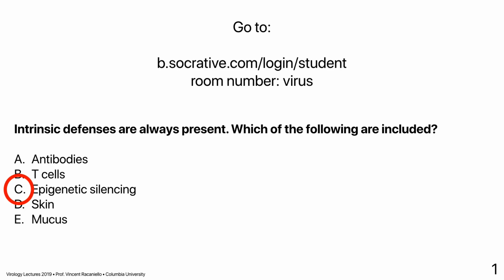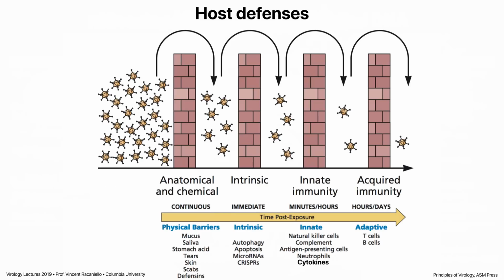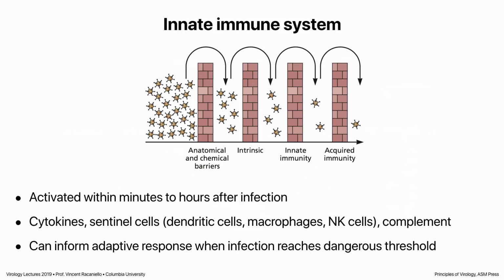And in fact, I will bring you back to the first slide to clarify that, the wall. See, anatomical and chemical are skin and all these things, and intrinsic are down there. And that includes epigenetic silencing, which we talked about. All right, so that's intrinsic.